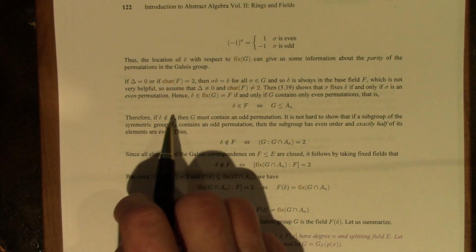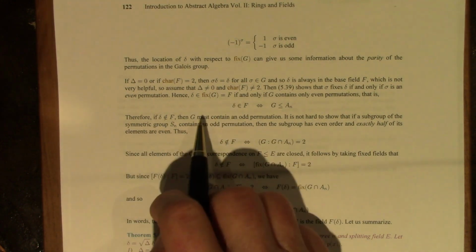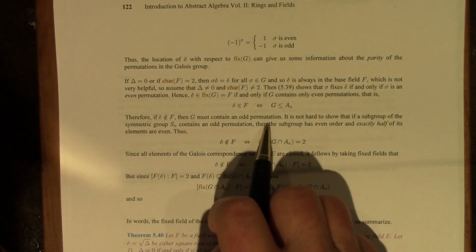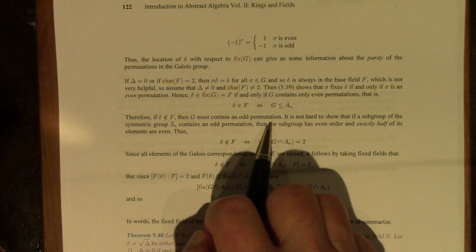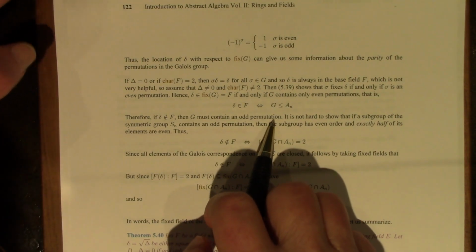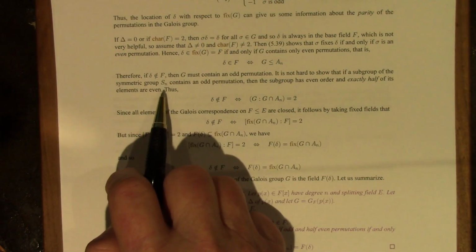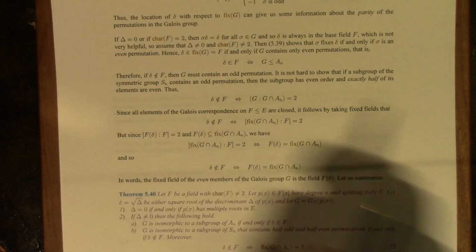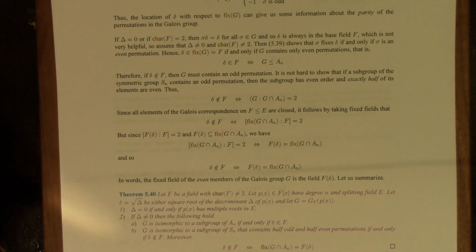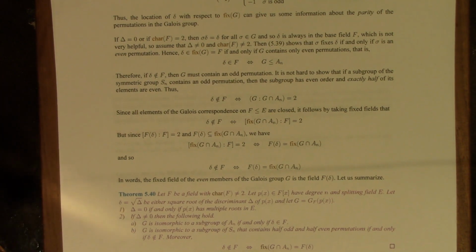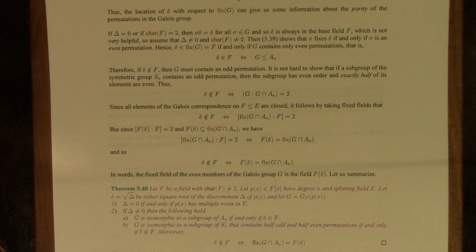So, if little delta is not in F, the base field, then the Galois group has to contain at least one odd permutation. But as we saw in the group theory lectures, and it's really not that hard to see, I'll leave it for you to ponder, if a subgroup of the symmetric group Sn contains an odd permutation, then the subgroup has even order, and exactly half of its elements are even, and the other half are odd. So it's a 50-50. A subgroup of Sn is either completely contained in the alternating group An, or it's half in and half out of the alternating group.